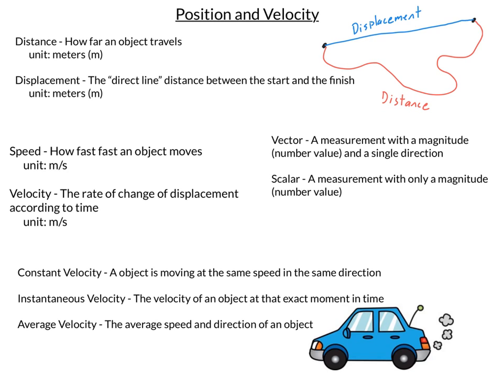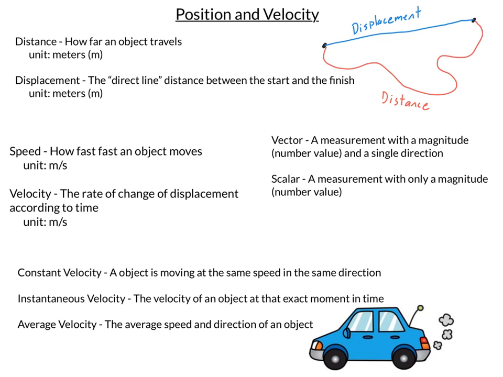So let's knock out some definitions here on the first slide. Distance is how far an object travels. Its base unit is meters, and it seems like it's the same thing as the term displacement, one that we are going to use all the time, but it's slightly different. They both have base units of meters, but displacement is the direct line distance between the start and the finish. So imagine starting right here and then driving your car along the road, and maybe it requires that you go all around like this to get to your finish.